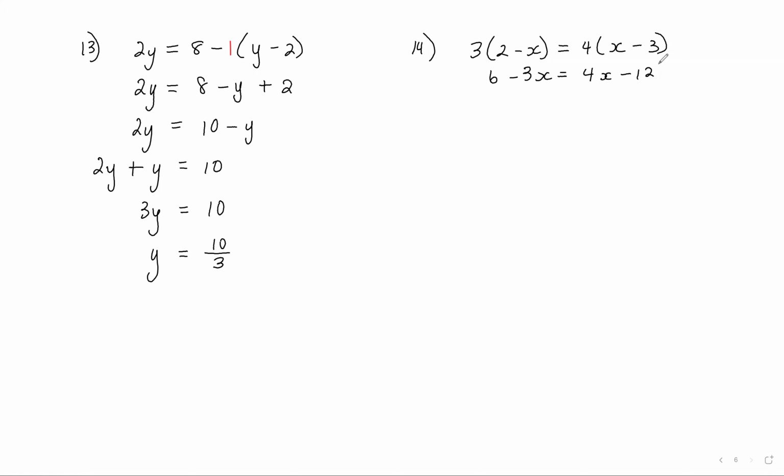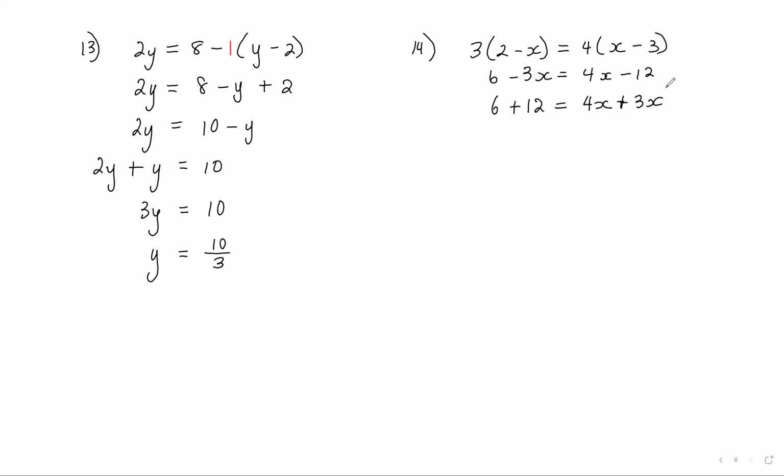Now I want to take my x's to one side and my constants on the other side. So let's keep 6 on this side and move the minus 12. So what would the minus 12 become on the left-hand side? Positive 12. So it'll be 6 plus 12. And then we bring down this 4x, and I move the minus 3x to the other side. What would that become? Positive 3x. That's right.